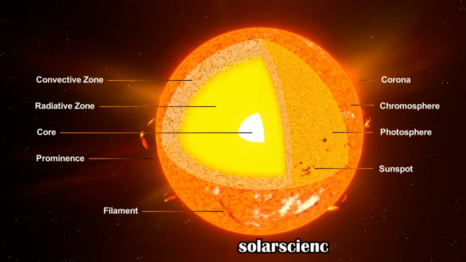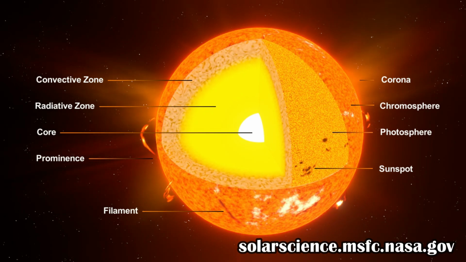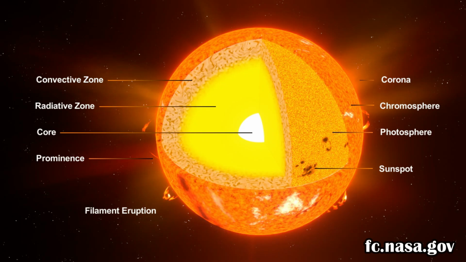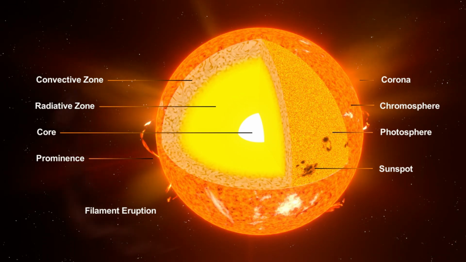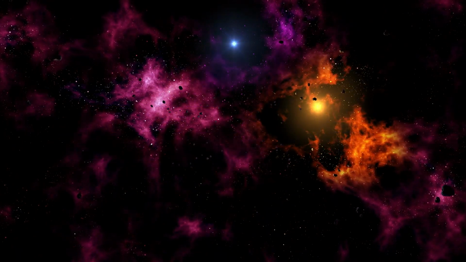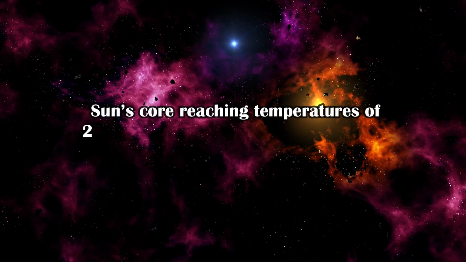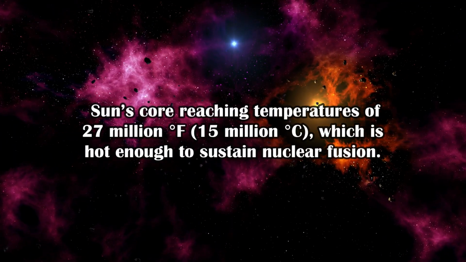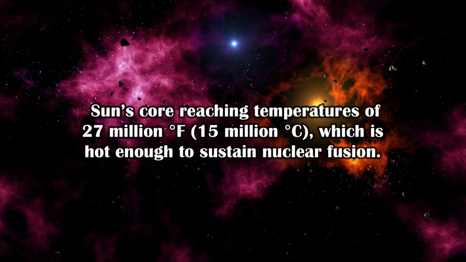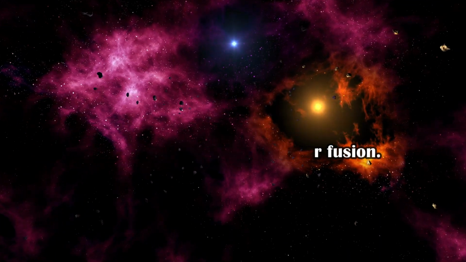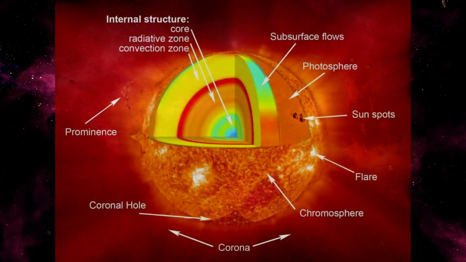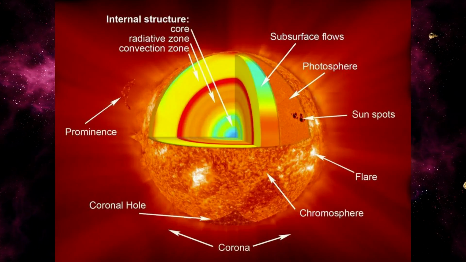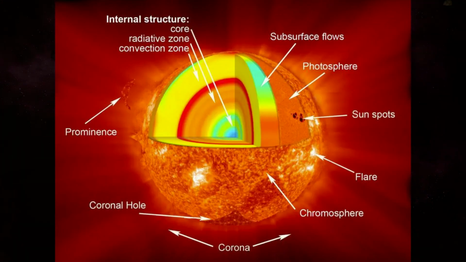To frame this next section of the video, we're going to start at the very center of the Sun and work our way outwards as we explore the inner workings and functions of this celestial object. The core is the hottest part of all stars, with the Sun's core reaching temperatures of 27 million degrees Fahrenheit, which is hot enough to sustain nuclear fusion. The core is about 86,000 miles thick, with an average density of about 150 grams per cubic centimeter.